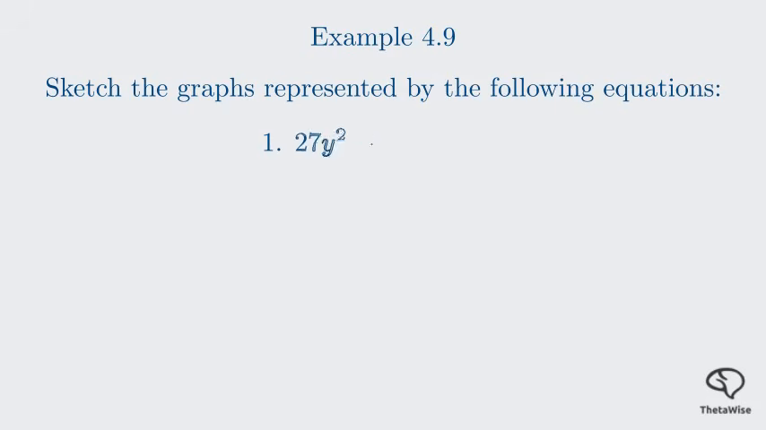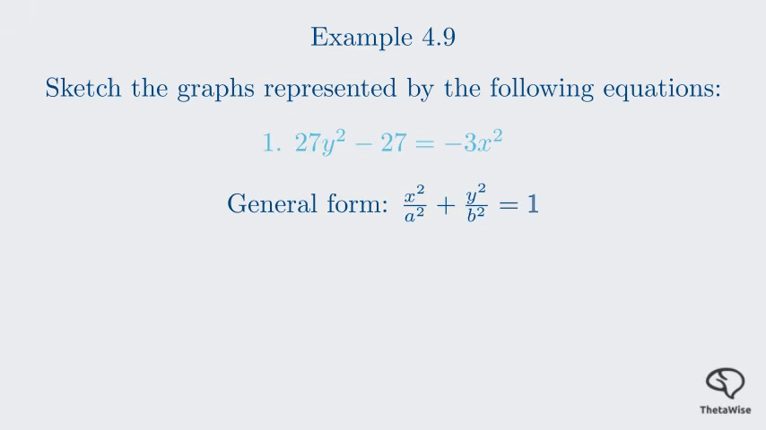Let's put this into practice with our first example. Our task is to sketch the graphs represented by the following equations. We will start with the first one. Here's the first equation we need to work with. Remember, our first step is to rewrite it in the general form of an ellipse. x squared over a squared plus y squared over b squared equals 1. This means we need to move the x and y terms to one side, the constant to the other, and make the right side equal to 1. Let's begin by adding 3x squared to both sides of the equation.